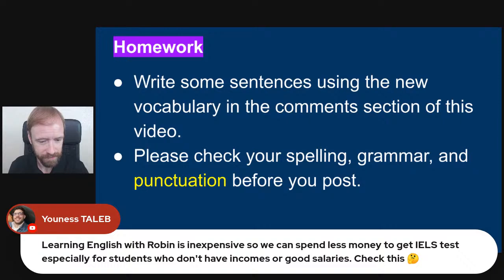Learning English with Robin is inexpensive. We can spend less money to get IELTS tests, especially for students who don't have incomes or good salaries. Yeah. So learning English with Robin is inexpensive. Well, you got IELTS spelling wrong. I would say we could spend less money preparing for an IELTS test. And then everything else is okay. Preparing for an IELTS test.